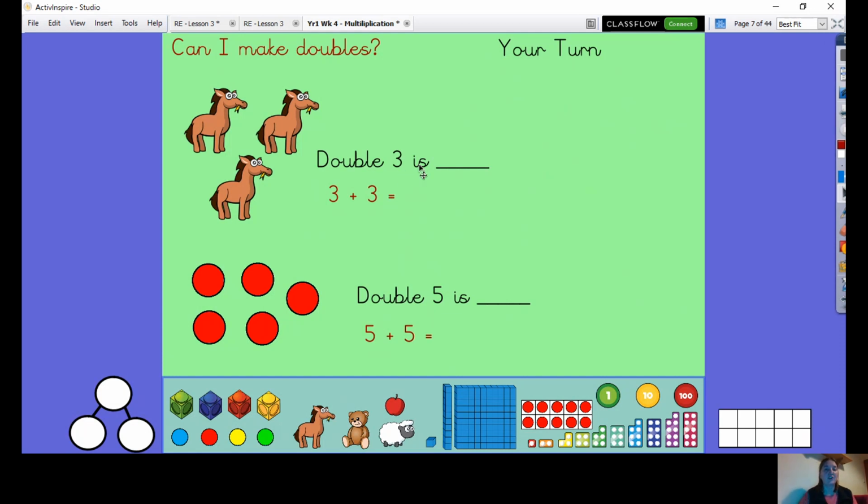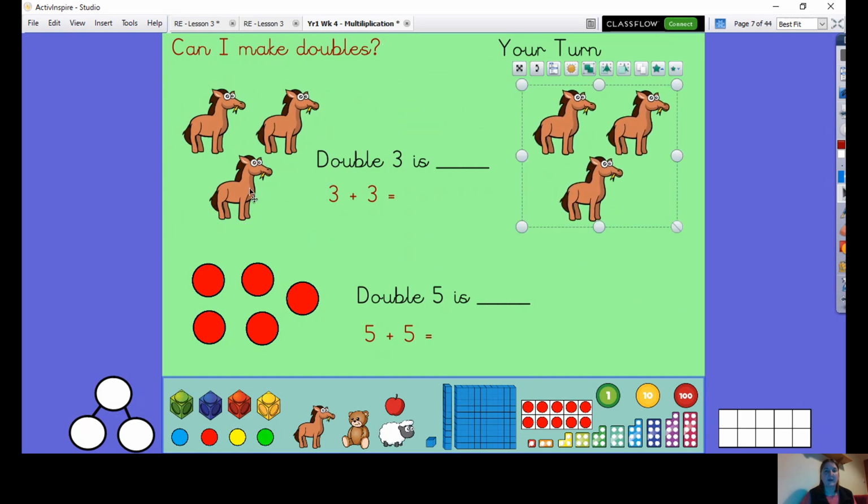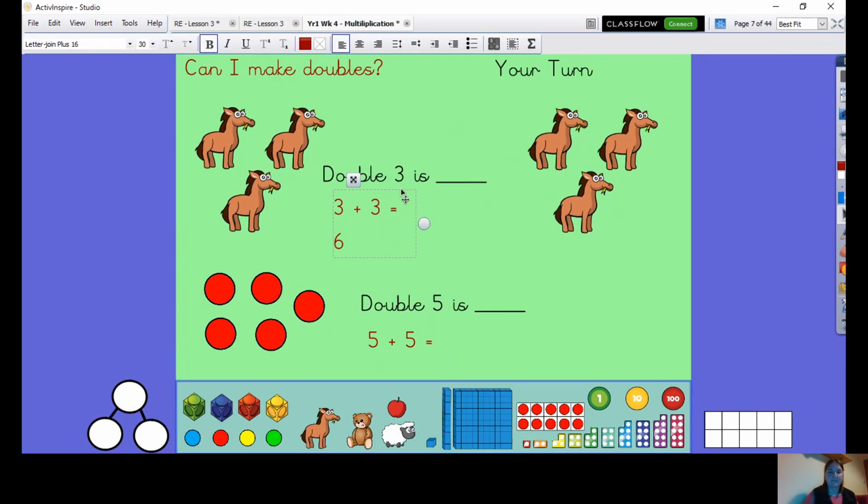Work out what double 3 is. I've got one group of 3 here, and I'm going to add another group of 3 to it. What is double 5? What is 5 add 5? Pause the video here and have a little go at that. Okay, so hopefully, I'm just trying to be a bit quicker. I've got doubling it. There's another lot of 3. So I'm adding 3 and 3: 3, 4, 5, 6. And I'm sure that you said double 3 is 6.